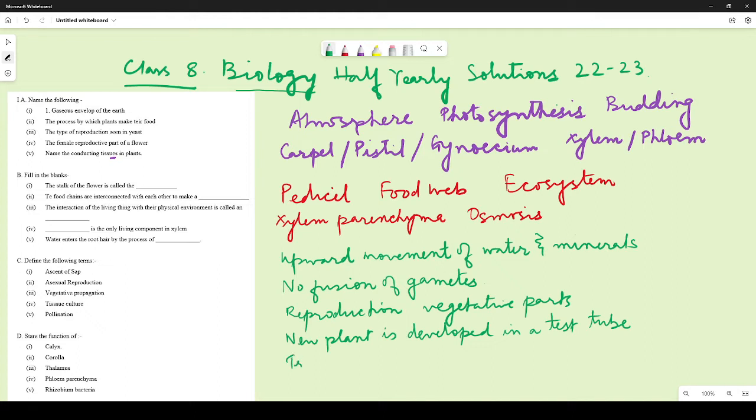Pollination, you know it is the transfer of pollens from the anther to the stigma. Now it can be from anther to stigma of the same flower, or a different flower on the same plant, or a different flower on a different plant. We have studied self-pollination and cross-pollination, but pollination generally is defined as the transfer of pollens from anther to stigma.